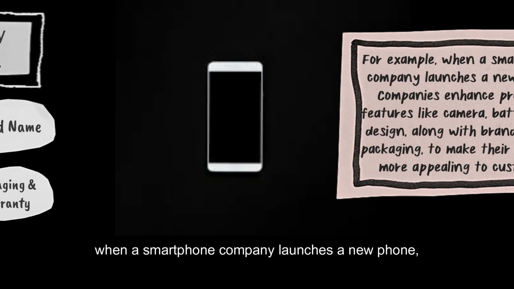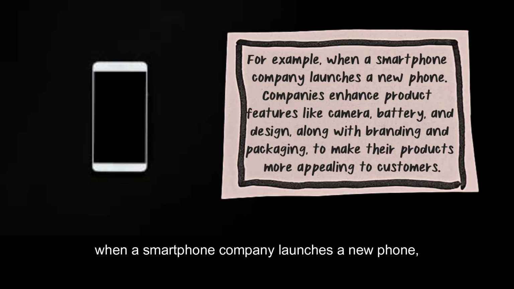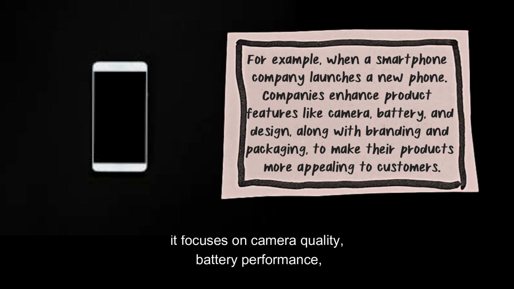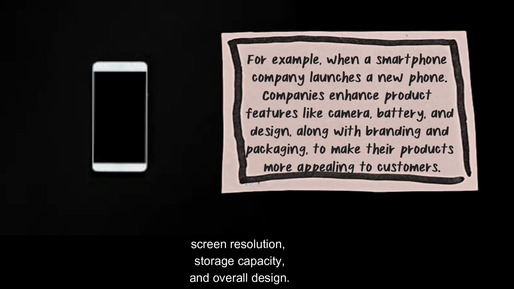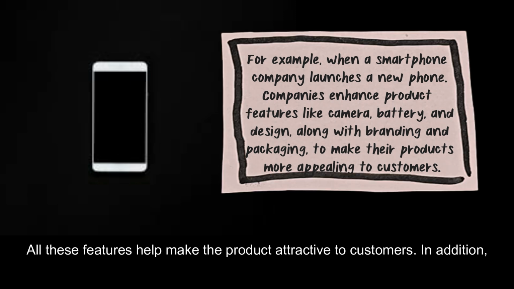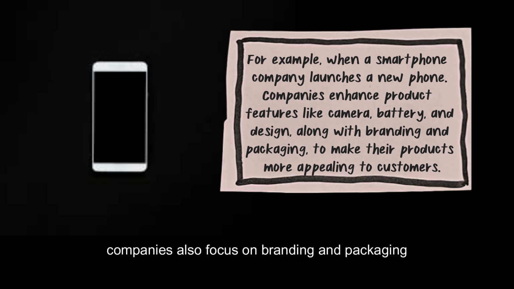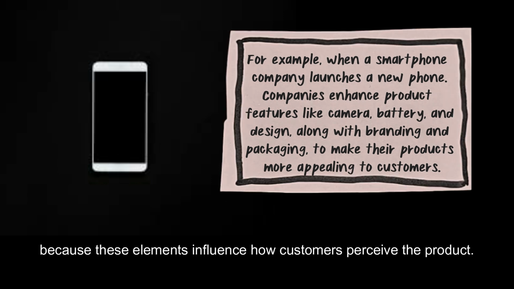For example, when a smartphone company launches a new phone, it focuses on camera quality, battery performance, screen resolution, storage capacity, and overall design. All these features help make the product attractive to customers. In addition, companies also focus on branding and packaging because these elements influence how customers perceive the product.